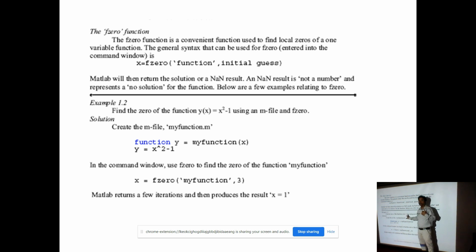Because I already know the answer for this problem is 1, nearer to 1, I have given some 3. If you don't know the answer, you can give any initial guess. What is the problem if you give any random value? It will take a little bit more time because it has to use the trial and error method. So if you give nearer to the answer, in very less time it solves by the trial and error numerical method I defined, then it gives the answer. So fzero, single quoted myfunction, comma 3. So I gave a guess of 3.